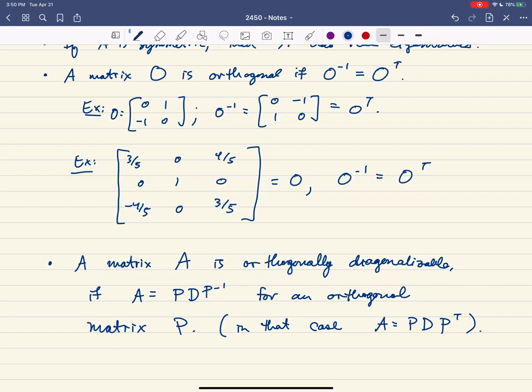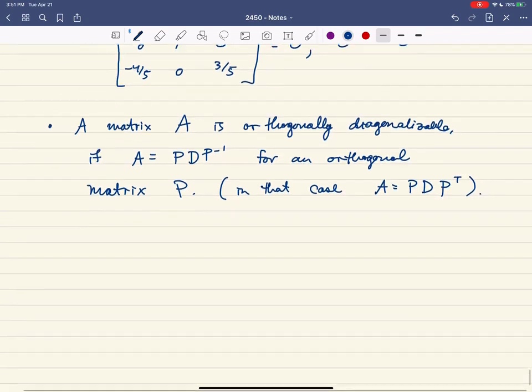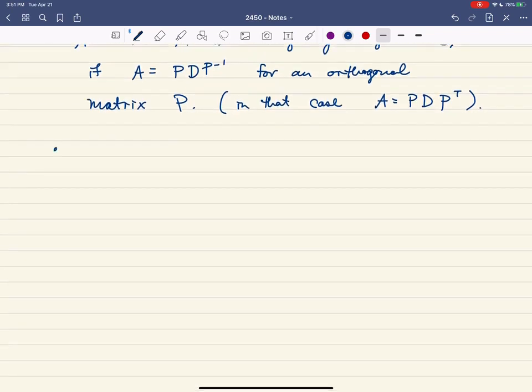So what I want to do is give you an example where this is possible, and then it turns out that there's a nice succinct categorization of such matrices. But first let's do an example. For our example, I'm going to use the matrix A is 3, 1, 1, 3.